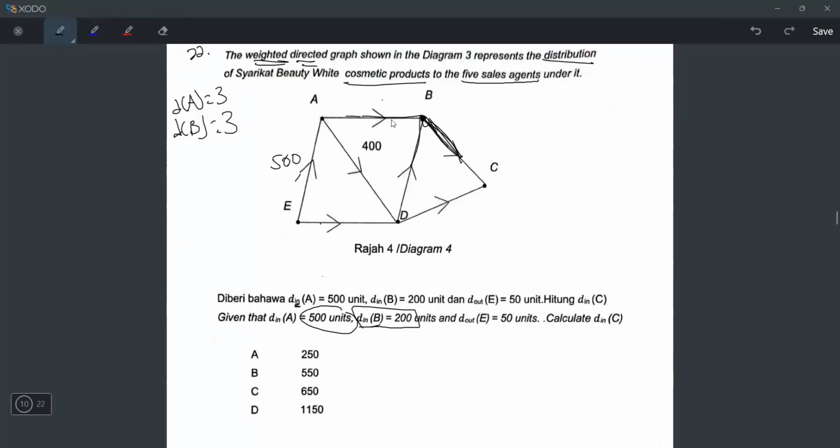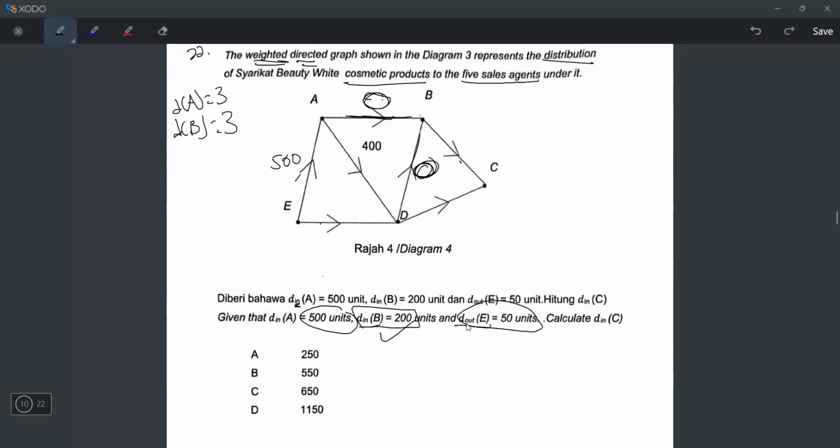It's this weight plus this weight equals 200. But I still don't know separately how many. It can be 100, 100. It can be 150, 50. I don't know yet. So this one I will not label first.